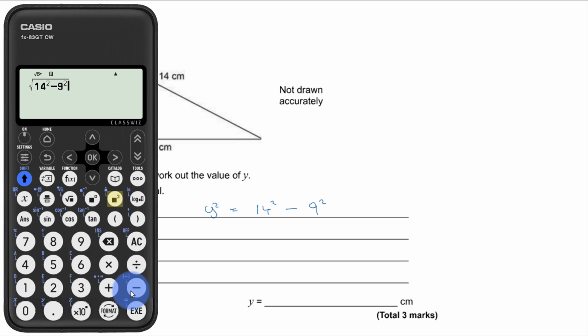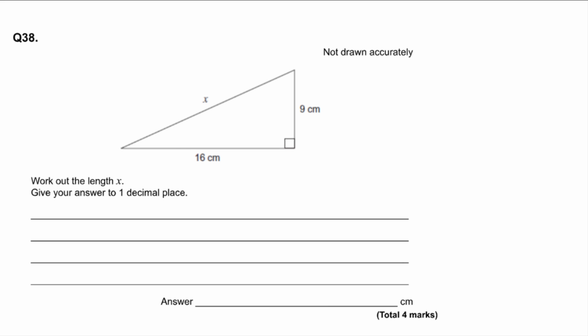You notice that this one's coming out as a root, so I'm going to convert that into a decimal, and you can see I'm getting 10.7 and change. So give your answer as a decimal. 3 significant figures is usually a good idea, unless it tells me anything different. It just says give it as a decimal here. 3 is sensible. I'm going to write down 10.7. Question 38. Work out the length of x. Give your answer to 1 decimal place.